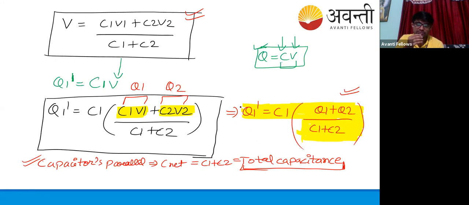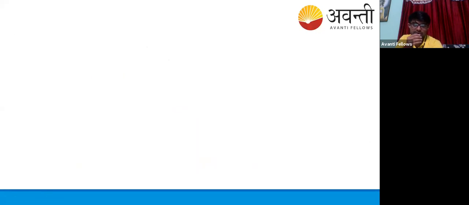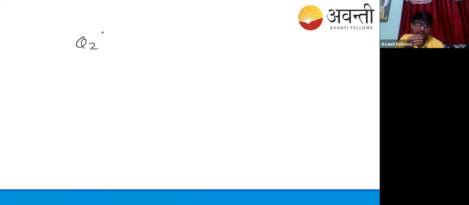So students, we got this point. What is Q1 dash? Now we will find Q2 dash. It's easy, students. What will be Q2 dash? Q2 dash will be simple: the capacitance of the second capacitor C2, which is constant throughout the journey, that is, initial condition and final condition, and the common potential.